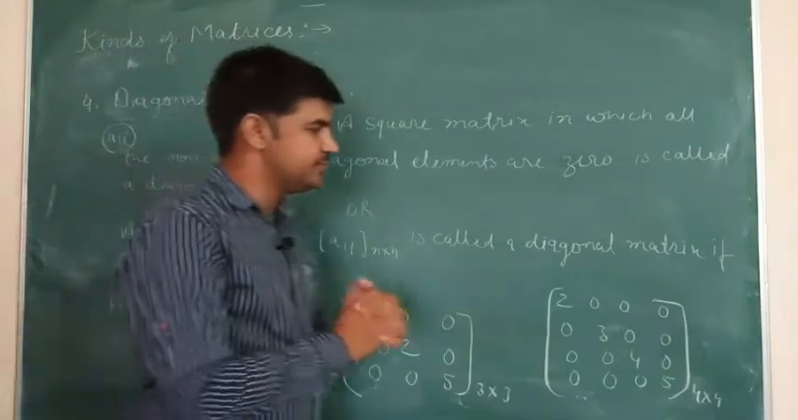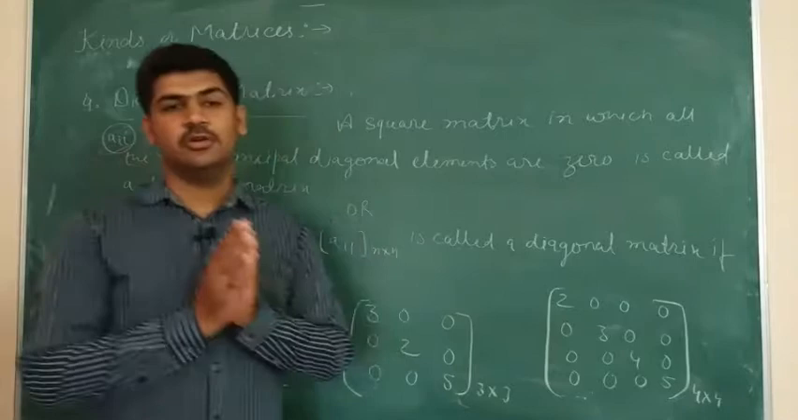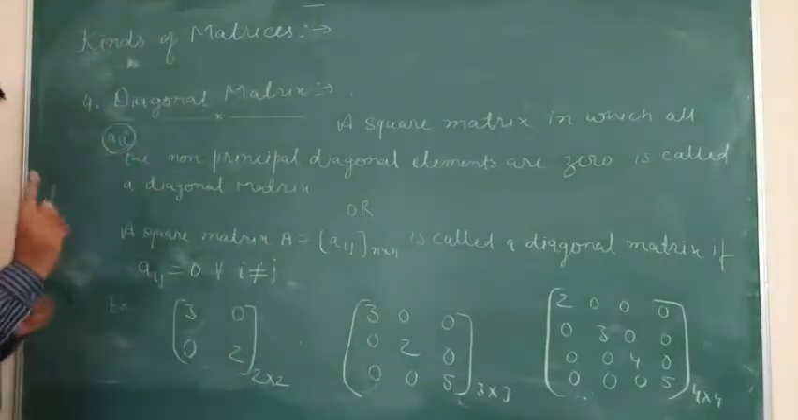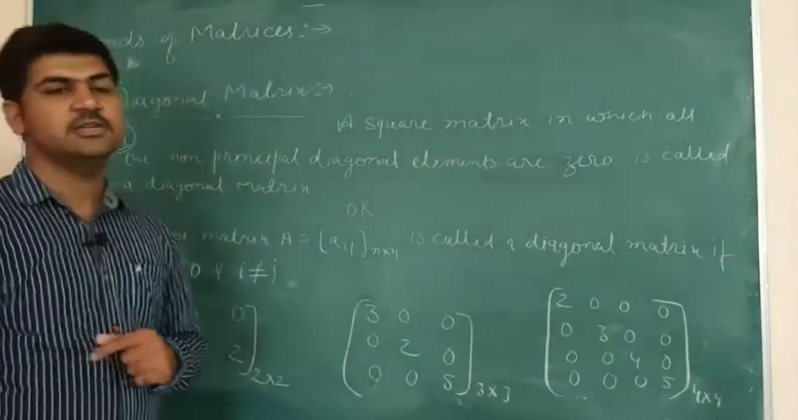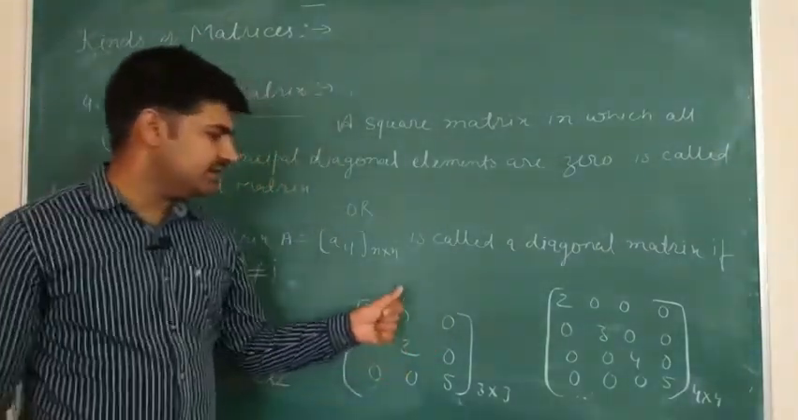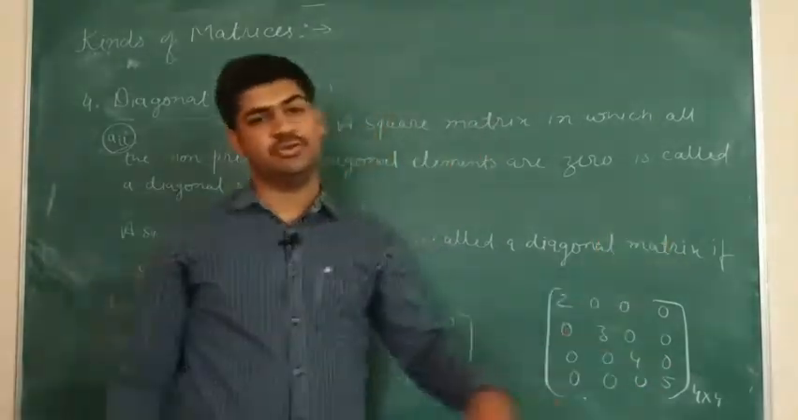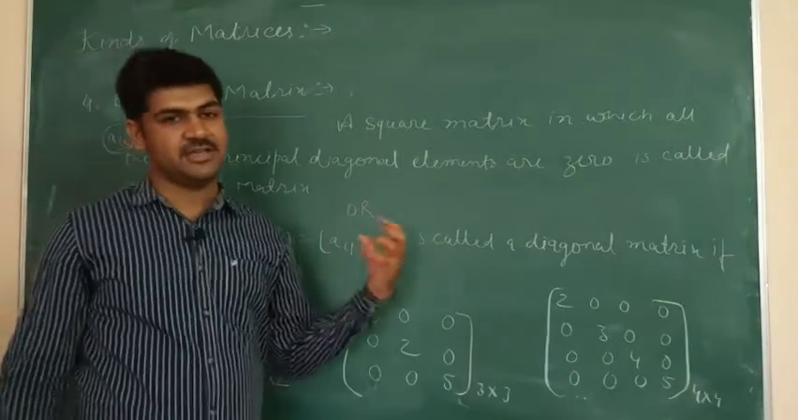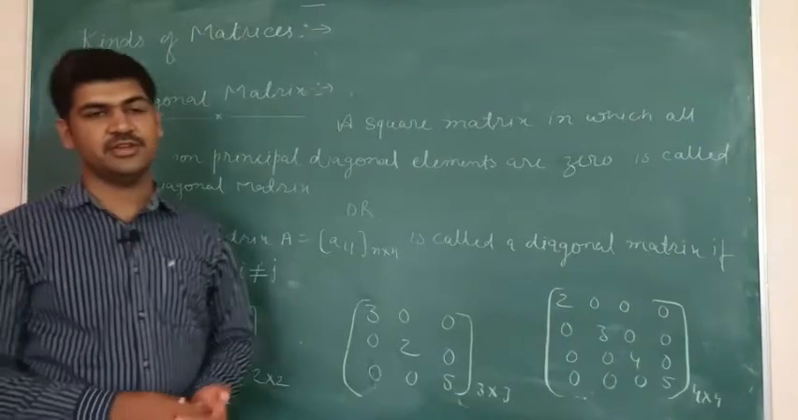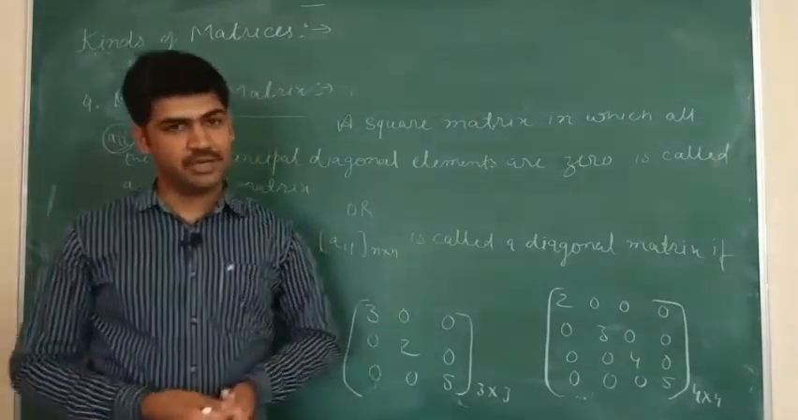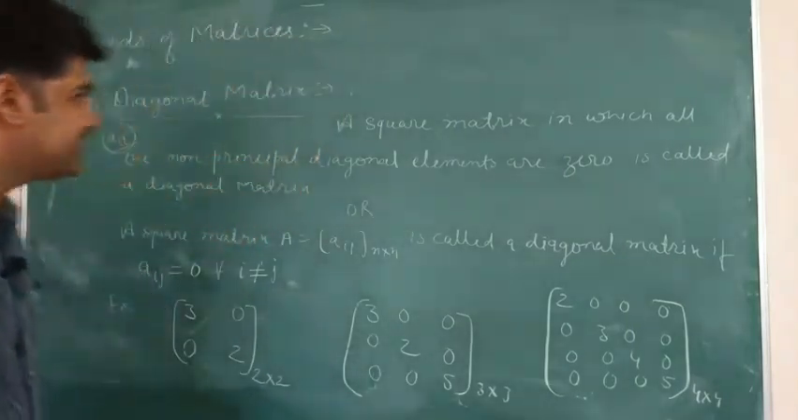So suppose you are given a matrix and you have to check whether it is a diagonal matrix or not, what you need to do is first check whether it is a square matrix or not, and second, if it is a square matrix, check whether its non-principal diagonal elements are 0 or not. If a square matrix is satisfying this particular condition, then it is a diagonal matrix. I hope you have understood the definition of a diagonal matrix. I am talking about the next kind of matrix now, that is a scalar matrix.